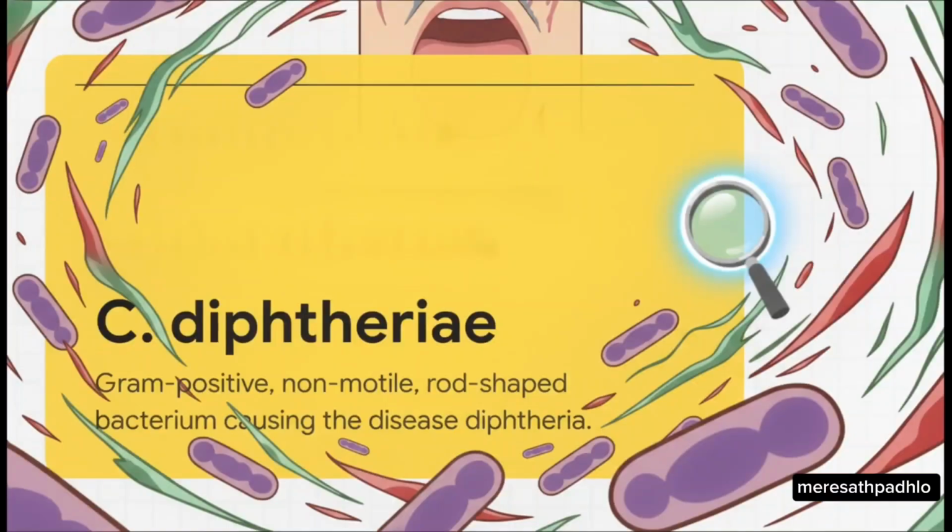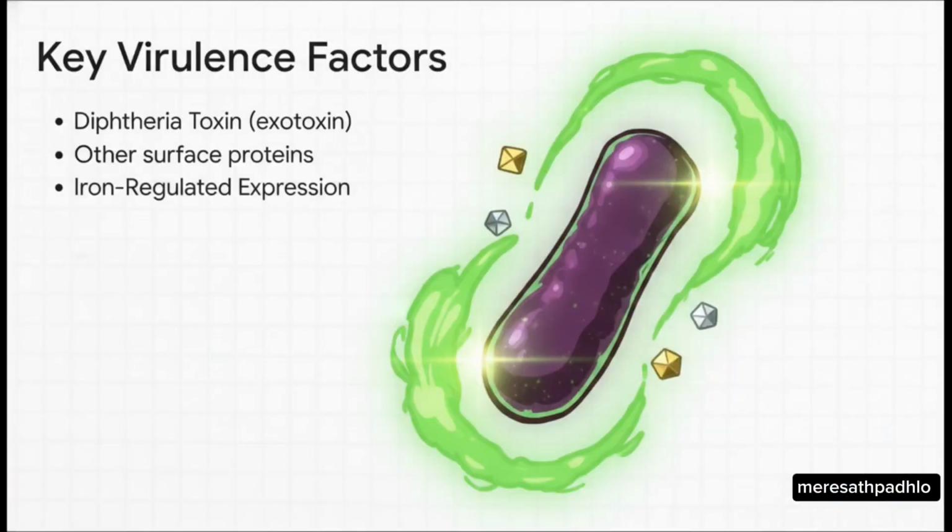So, on the surface, Corynebacterium diphtheriae doesn't exactly look like a criminal mastermind. It's defined as a gram-positive, non-motile, rod-shaped bacterium. Basically, a thick-walled little rod that can't even move on its own. But do not let that basic description fool you. What makes this bug truly terrifying isn't its shape, it's the incredibly specific virulence factors it's packing. This thing is armed to the teeth.